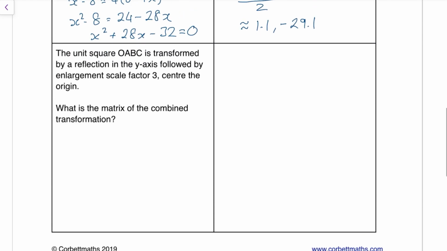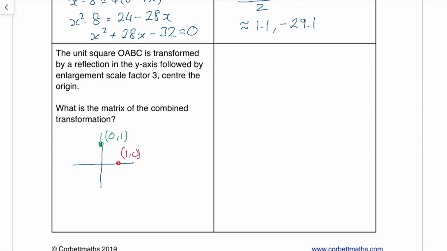Next and final question today, the unit square. Now, I'm not even going to read the rest of the question. I don't really care if it's a unit square unless it tells me to draw the square, but let's carry on. So the unit square is transformed by a reflection in the y-axis, in other words, I'm going to move it over to the other side, followed by an enlargement scale factor 3 centred on the origin. What is the overall transformation? Again, I don't really care about the square. What I do care about is what happens to, I'm going to write them down, the point 1, 0. I'm going to do a different color because then you can see what I'm doing. And what happens to the point 0, 1.